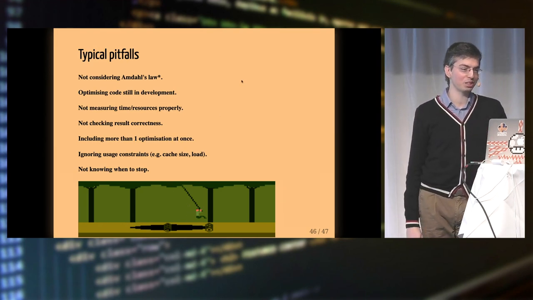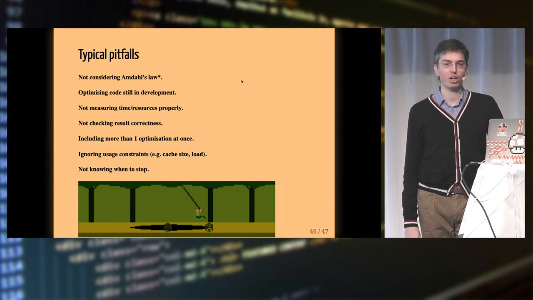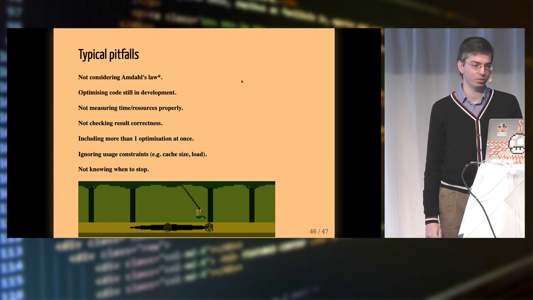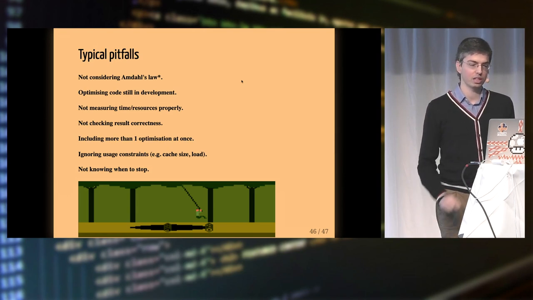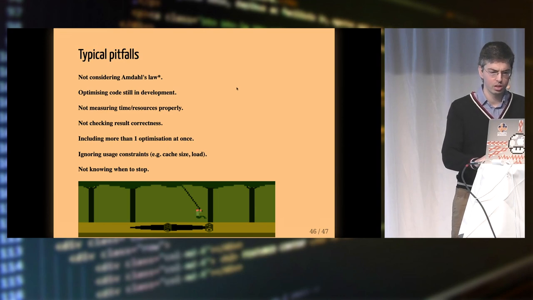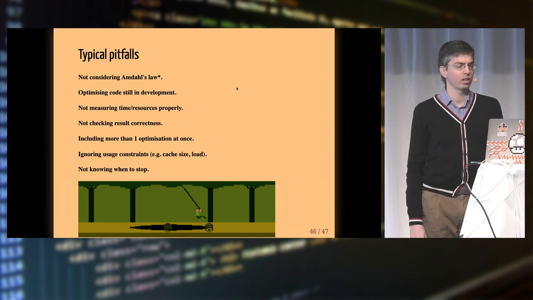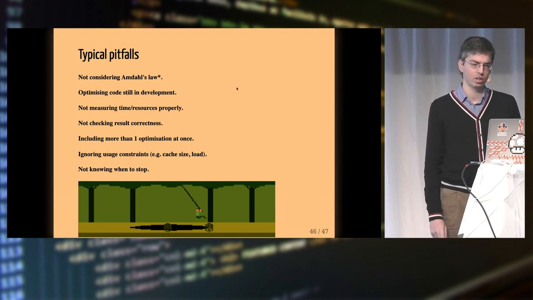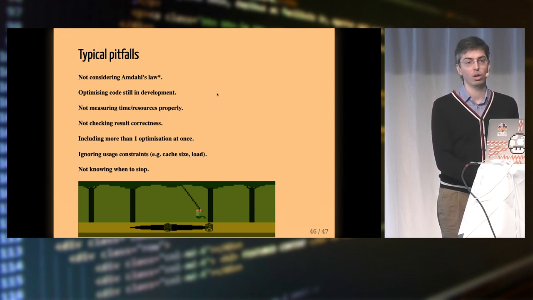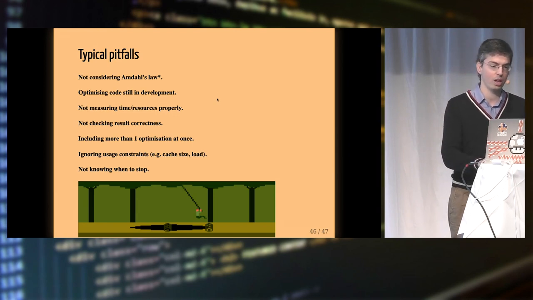The first one is not considering Amdahl's law. If you have a very good speedup plan for a part of the code that takes n squared and you move it to n, but that part is 1% of the total time, the speedup will not be very good. Optimizing code that is still in development: maybe when you finish the development, the code will be faster than your requirements, so you shouldn't spend time on this. Also, optimizing makes the code harder to understand, so this will slow down the development.